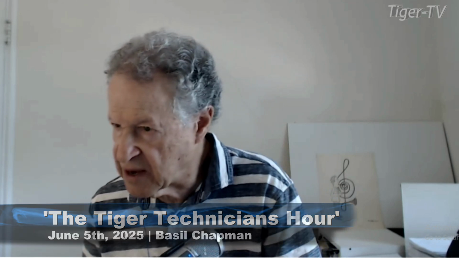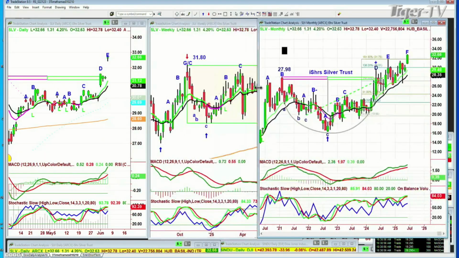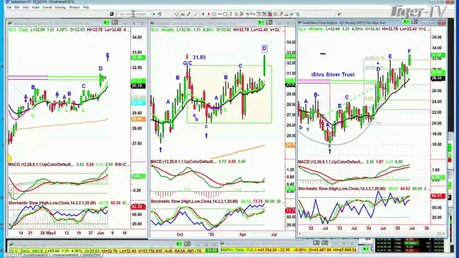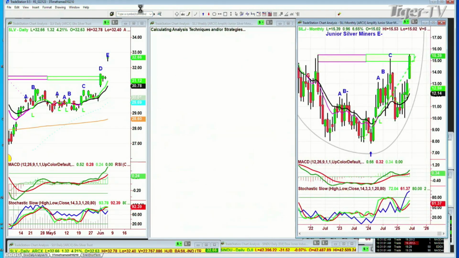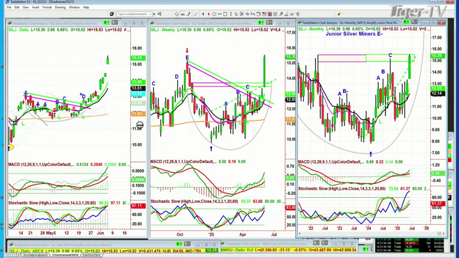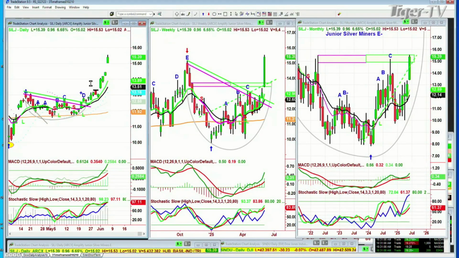So just to follow up, I had a question about SLV. Actually, the one called SILJ. Let me just see if I've done that. SILJ. Yeah, I have. All right, so SILJ is the junior silver miner ETF. So we've got this as an E.